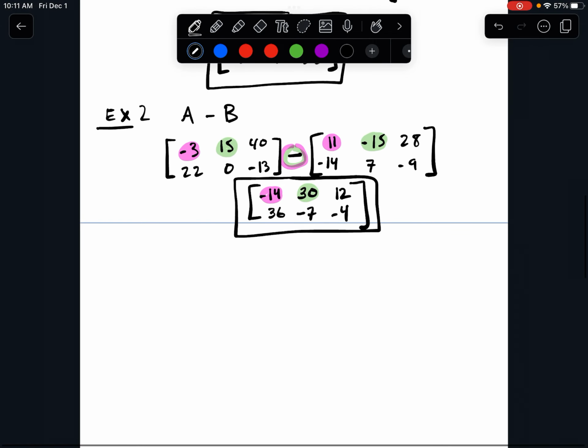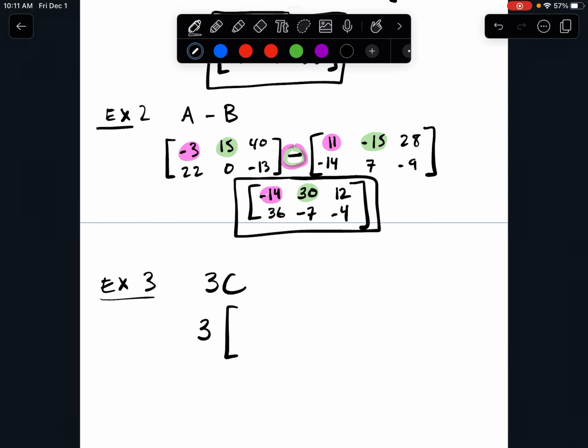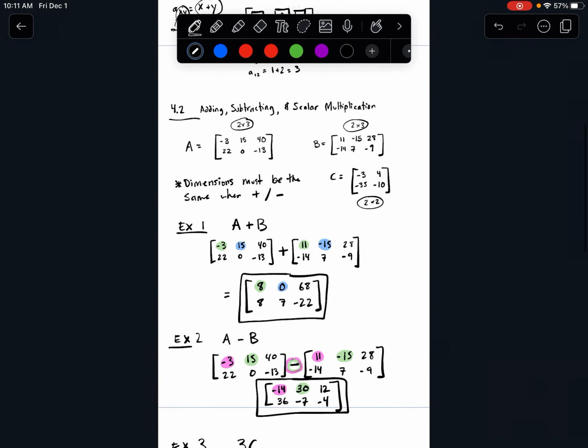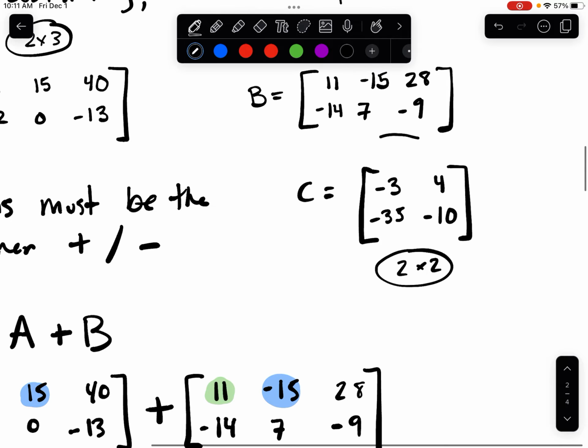All right, so one last thing to do is talk about something called scalars. Scalars are multiplication, and you're going to be multiplying one of your matrices by whatever number is in front of the letter. So for example, let's say they asked me to figure out 3C. Well, 3C just means that I'm going to take 3 and multiply 3 by every element of matrix C.